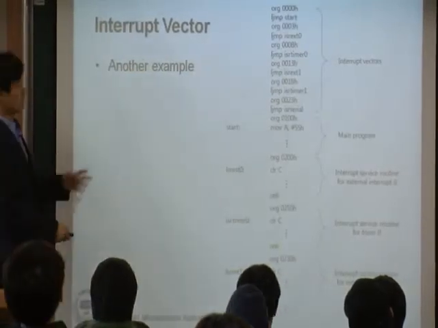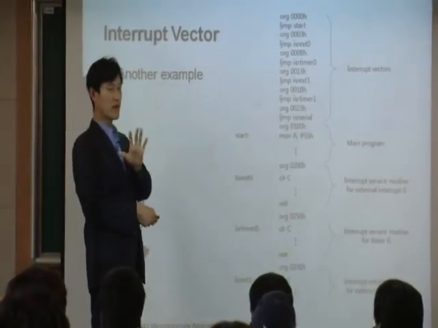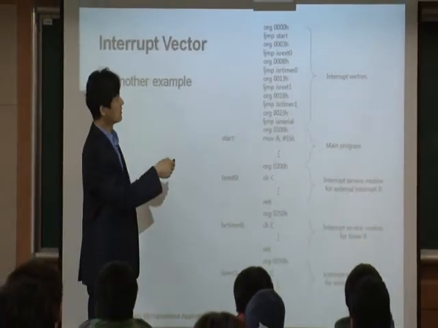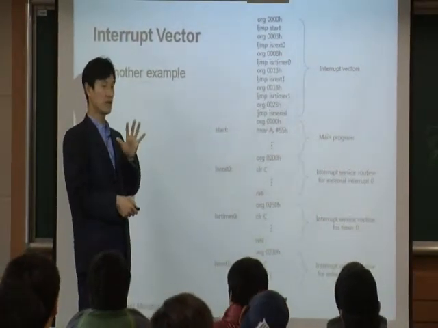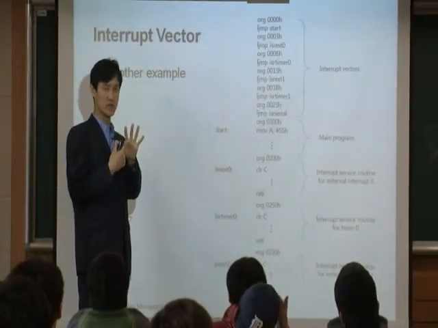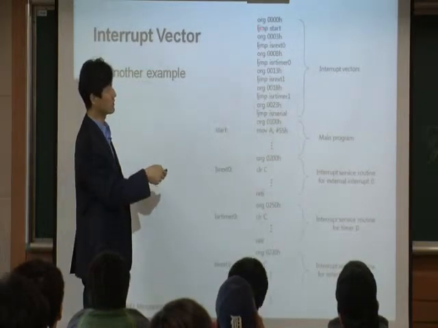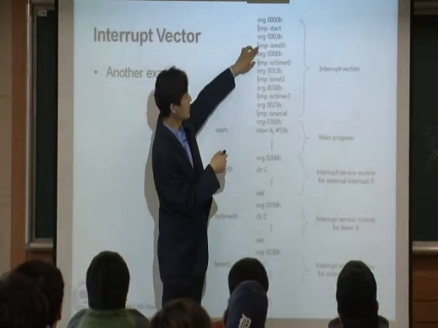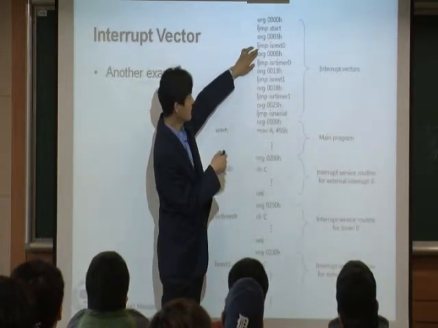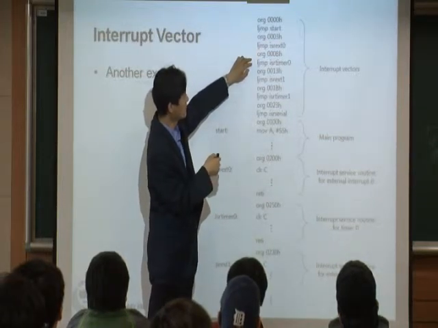This is a little bit more complex program. Since we have 5 different interrupt sources, we have this many interrupt vectors. Let's say you enable all of the 5 different interrupt sources. In that case, you need to have 5 different interrupt vectors. At 0003, in the interrupt vector right here, we have a long jump to ISR external 0.